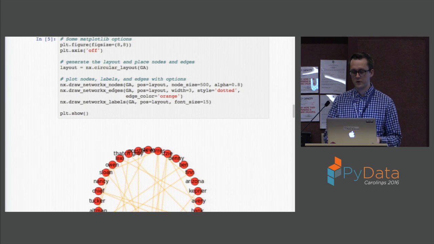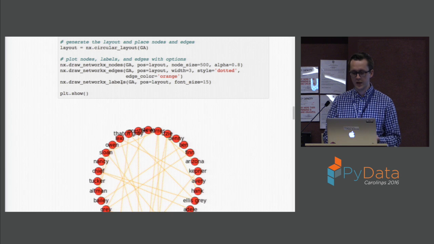Once we've plotted the nodes, we're going to plot the edges on top of that. So same sort of style. Here we're going to change things about the edges. We're going to increase the width to 3. We're going to make them dotted. We're going to make them orange. We're going to have a really ugly graph because of this, but I just want to show you some of the options that you can pass to this function when you want to change some attributes of the edges in your graph.